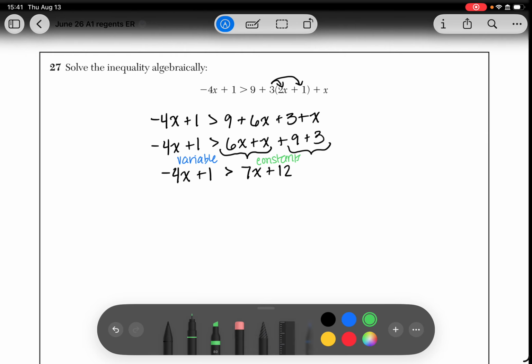And in order to do so, we have to move those variable terms. So 7x is on the right side with a constant. We don't want that there. So we've got to move it over to the left side, which means that we have to do the inverse operation. Since 7x is positive, we're going to do -7x, and whatever we do to one side, we must do to the other, just to keep our inequality balanced, aka equivalent, which means these two 7x's cancel out, and we're left with -11x + 1 is greater than 12.